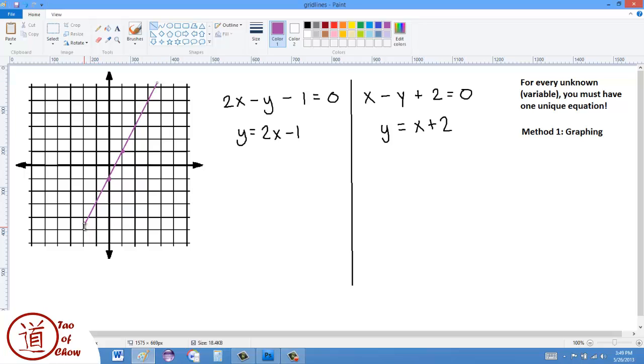Something like this, and it's important if you're doing this graphically to get these as close to being exact as you can. Okay, so that's about as close as I can get that. Alright, I'll draw the other line in blue. That was 2x minus 1. Let's do x plus 2. So the intercept here is 2.